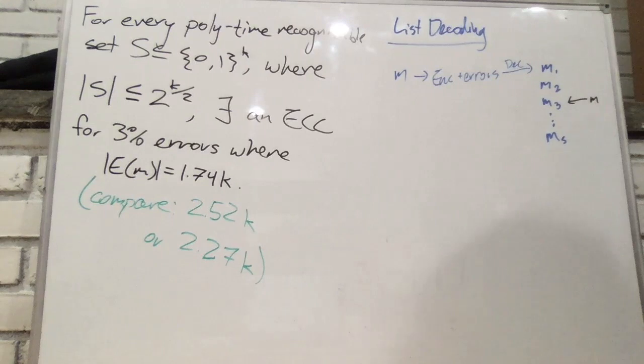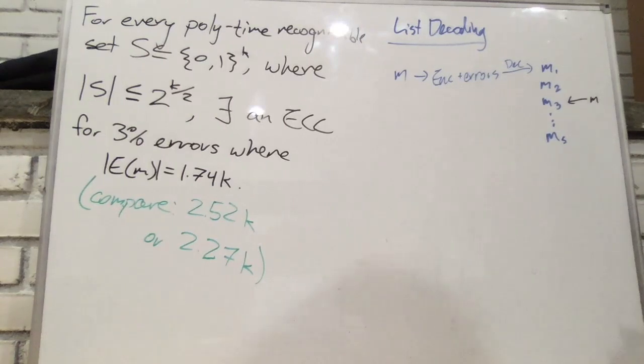Because we get better rates. So if you want unique decoding, you're going to get worse rates than if you're okay with list decoding. So if you're cool with having a polynomial sized list of options where one of the options is your real message, then you can get better rates. This is our starting point.